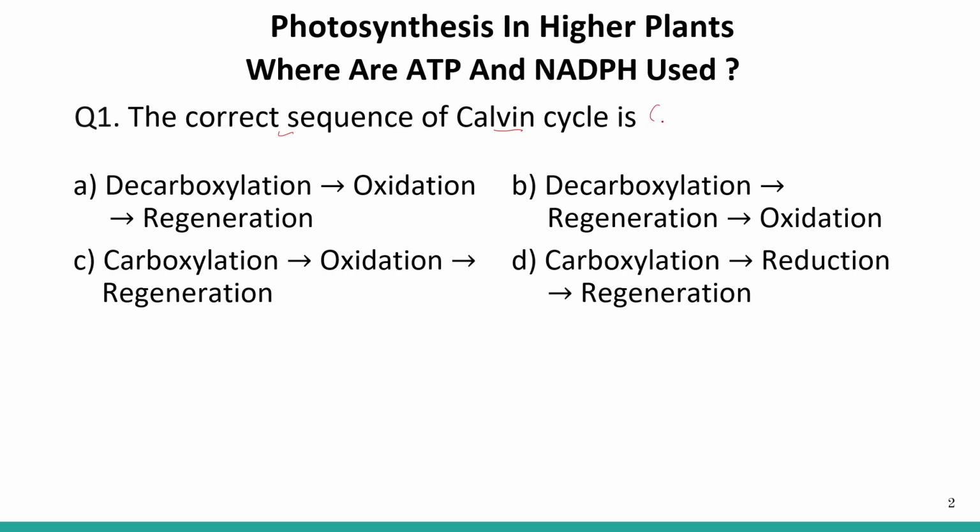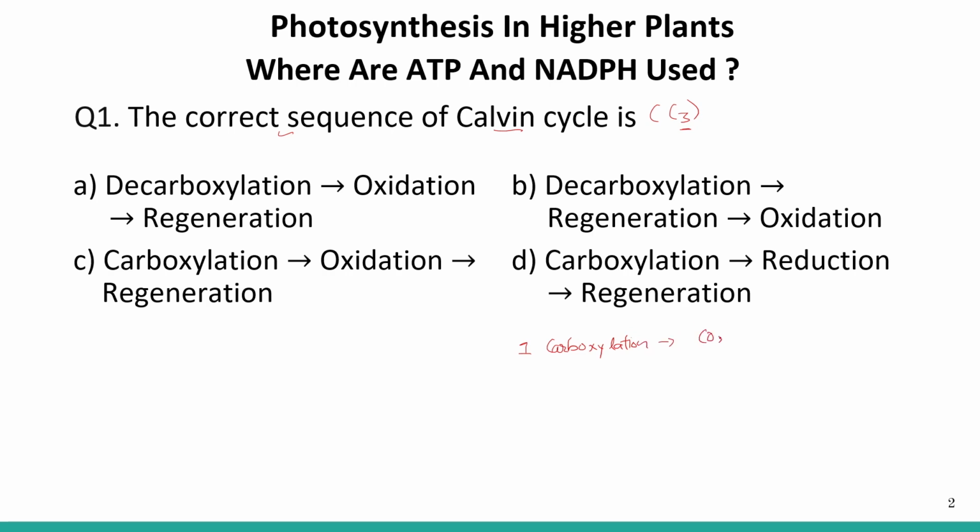Okay, Kelvin cycle is also known as C3 cycle, as the first stable product formed is a 3-carbon compound. Now, Kelvin cycle takes place in 3 phases. First is carboxylation. During carboxylation, what happens?